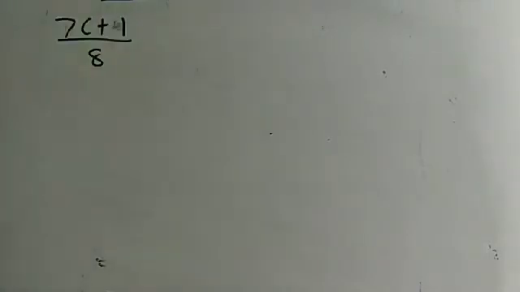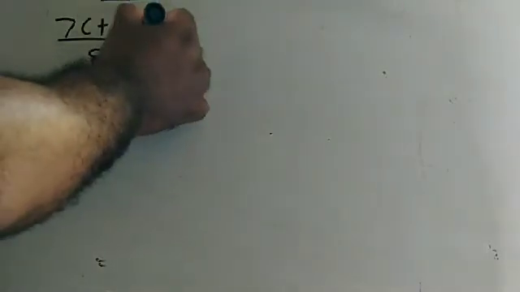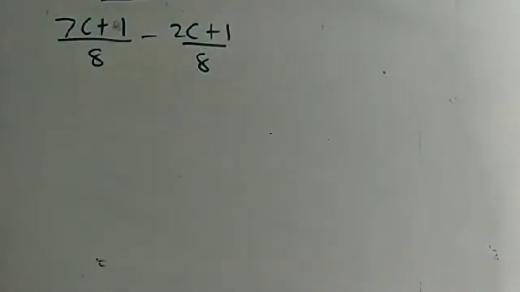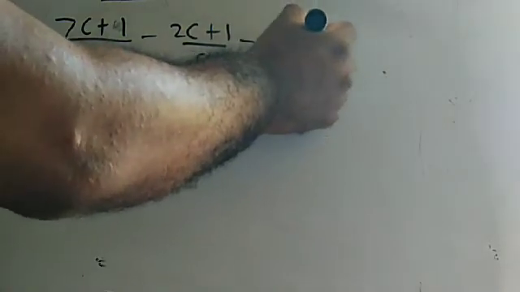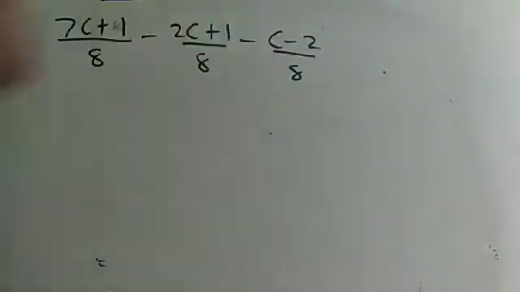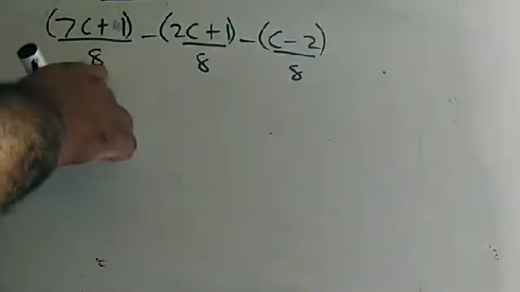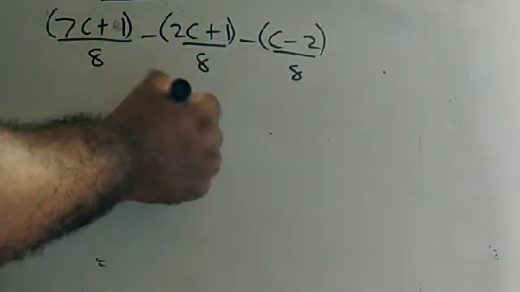Then (7c + 8)/8 - (2c + 1)/8 - (c - 2)/8. Here 3 algebraic fractions are there. Here the numerators are algebraic expressions with equal denominators. The common denominator is 8 now.